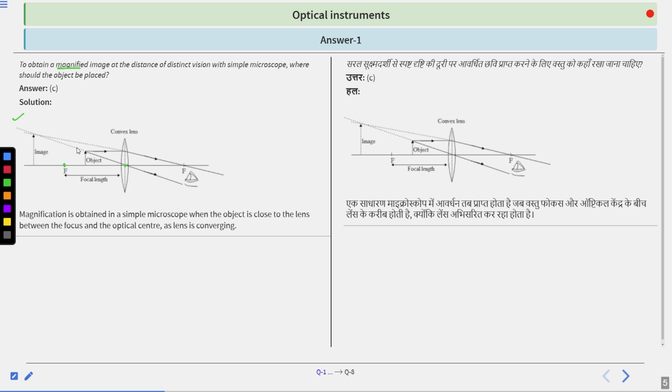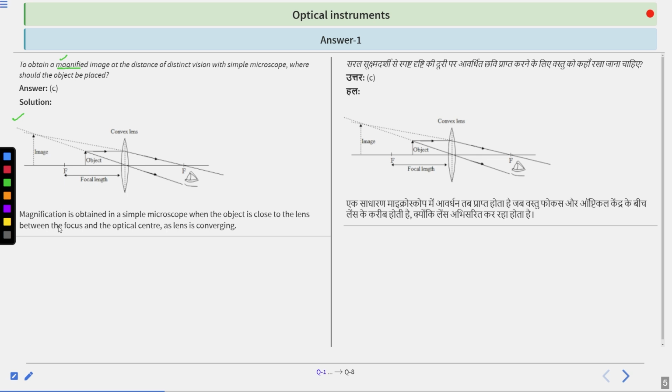So this question asks where the object should be placed to obtain a magnified image. We know that to obtain a magnified image, the object should be placed between the focal point and the optical center. Clear? This is the convex lens, and this is its optical center. And this axis, which passes through the optical center, is known as the principal axis. So the object should be placed between the focus and the optical center on the principal axis.